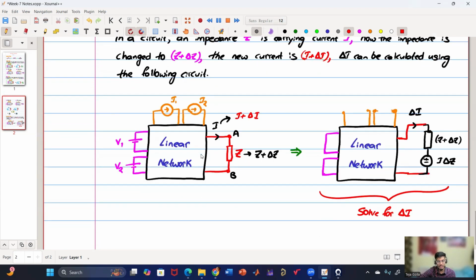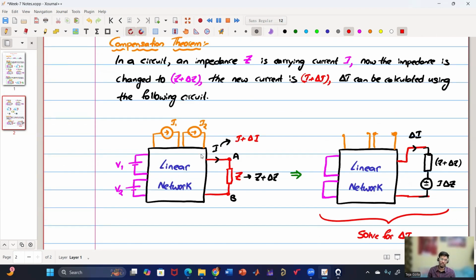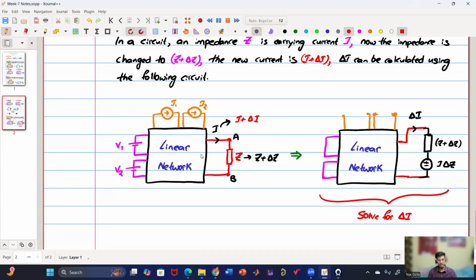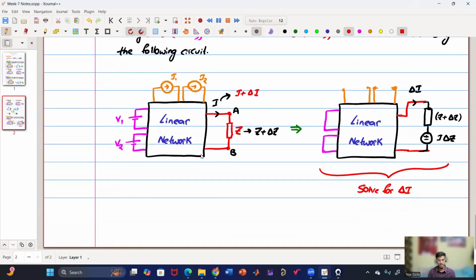So the compensation theorem says that if there is any change in one of the elements by some delta Z, then the current in that element will also change, say by delta I. For calculating that delta I, there is this equivalent circuit which you can use to directly calculate delta I rather than solving the entire circuit again. Is that clear, or any doubts? These are just theorems and I am just stating them.